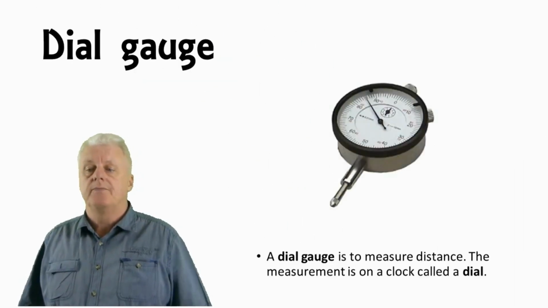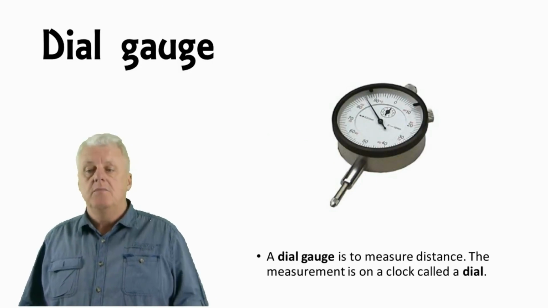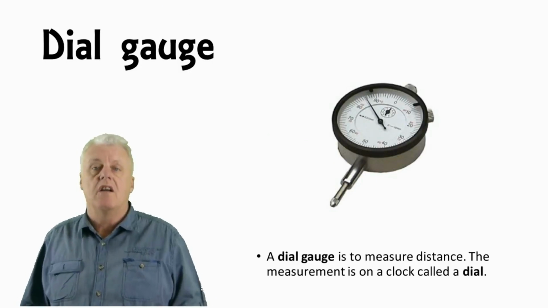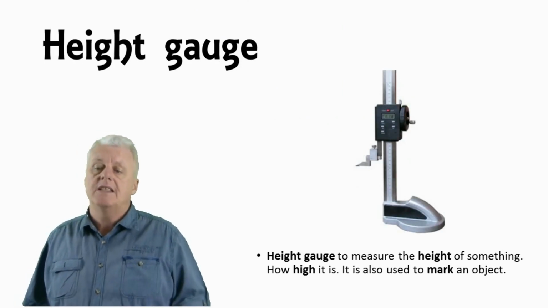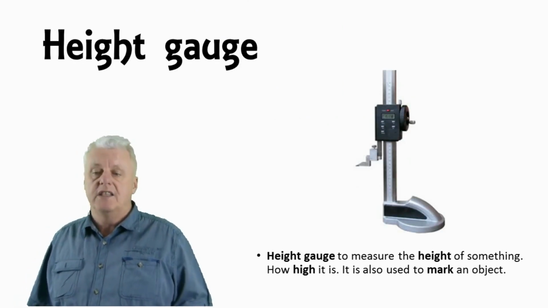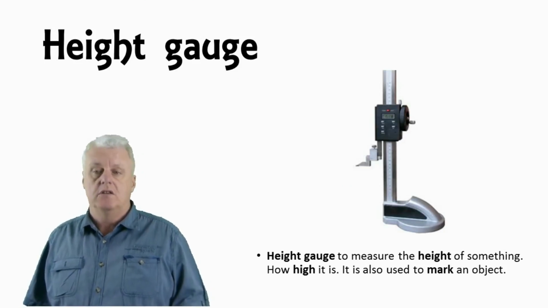A dial gauge. A dial gauge is to measure distance. The measurement is on a clock called a dial. Height gauge. Height gauge is to measure the height of something, how high it is. It is also used to mark an object.